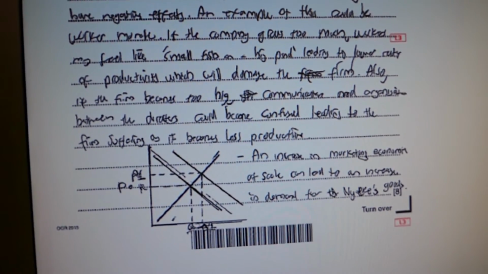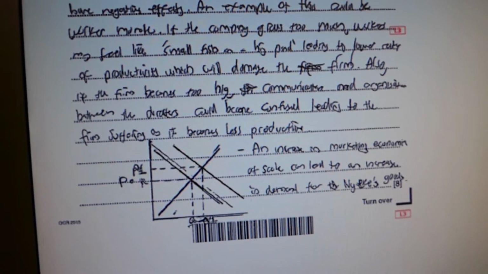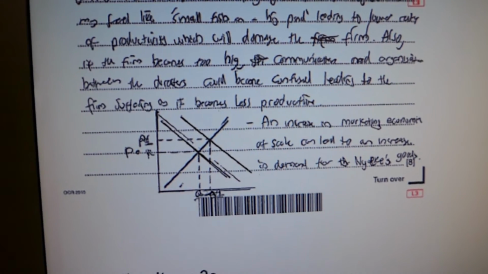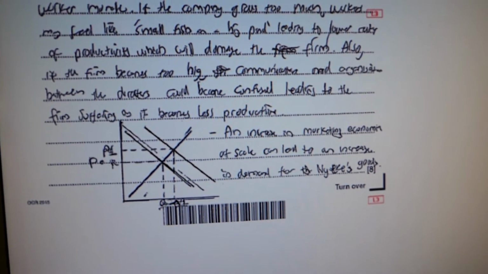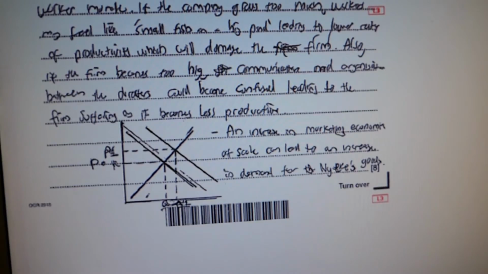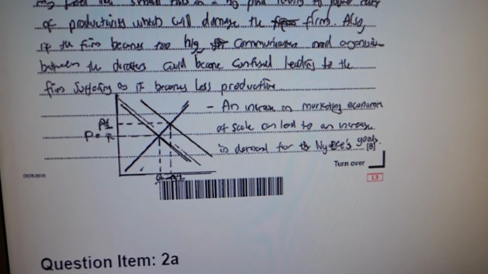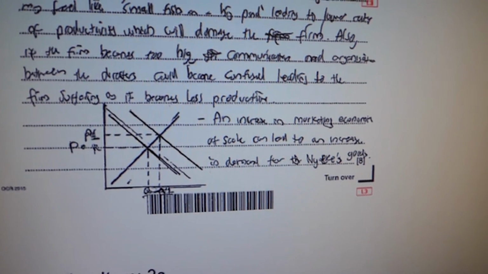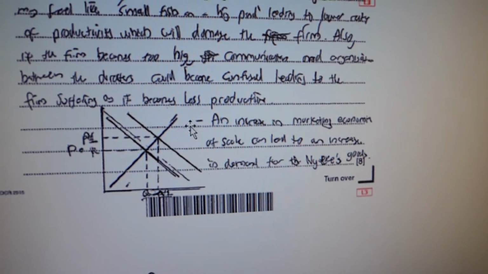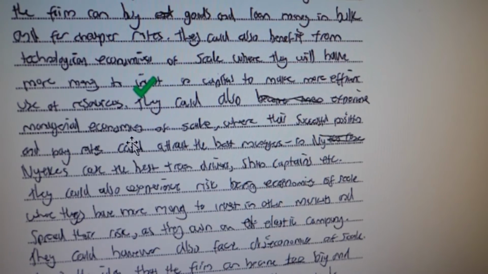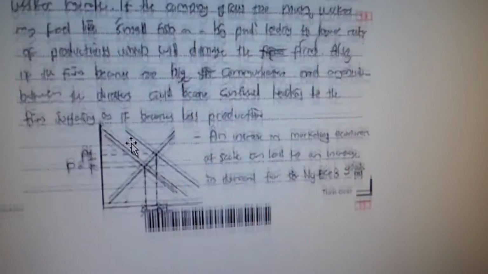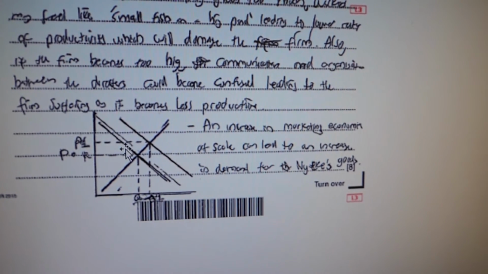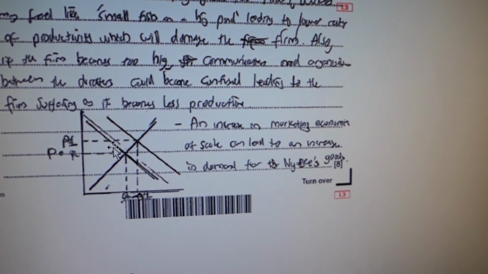And then diagram at the bottom, an increase in marketing economies of scale can lead to an increase in demand for Nike's goods. Now, it's really good to put a diagram in, but this diagram, there's a few things. Number one, it's not fully labelled up. Supply curve's not labelled, demand curve's not labelled. And then number two, the explanation to that diagram should be up here somewhere, but it isn't. And really, there's no point including a diagram if you do not include some reference to it.